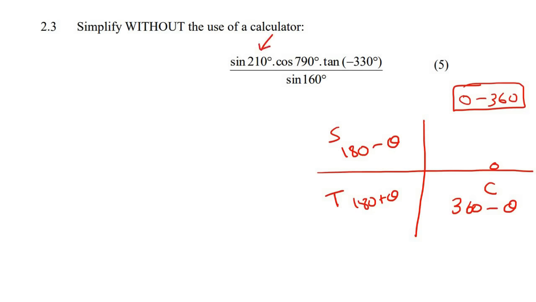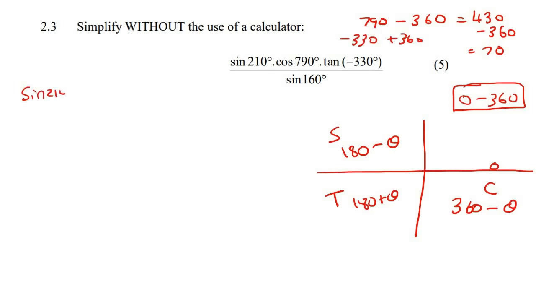So 210, that's fine. 790, that is not okay. So what you do is you are allowed to either add 360 or minus 360. So we'll minus 360, which is 430, but that is still too big. So we minus another 360. And so that then becomes 70. This angle here is too small. You see it's negative. So what you do at that angle is you add 360. Okay, so let's go write that down.